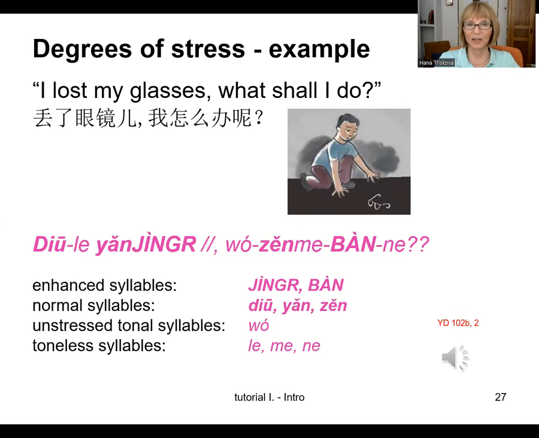This sentence you have already heard in tutorial 1, but let's recall it now. 丢了眼镜儿，我怎么办呢？ I lost my glasses, what shall I do? Listen to it once more. 丢了眼镜儿，我怎么办呢？ There are 2 enhanced syllables, 镜 and 办, 3 normal syllables, 丢, 眼, and then 1 unstressed tonal syllable, 我, and 3 tonal syllables, 了, 么, and 呢.